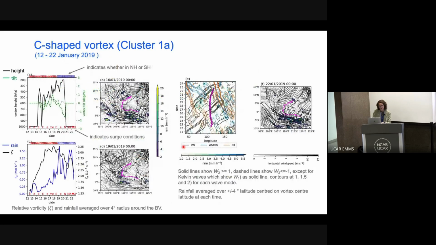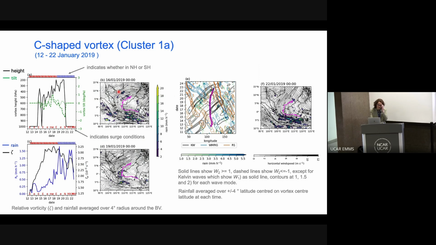So if we're starting with the C-shaped cluster, this is one that occurred in January 2019, and we look at these streamline plots. You see in pink the track of the Borneo vortex at this particular time. There's a bit of precipitation associated with the vortex. 2 days later, the precip is located on the western side, and then you can see this vortex moved far into the southern hemisphere, affected going all the way to Sulawesi, and was associated with a lot of precipitation. And this vortex led to a lot of flooding and heavy rainfall in Sulawesi.